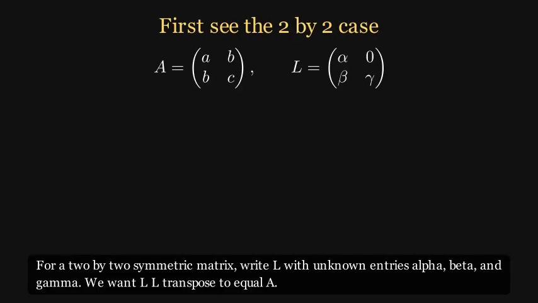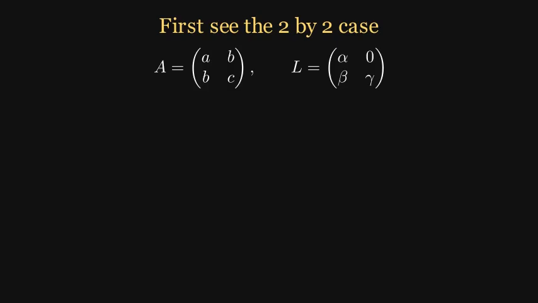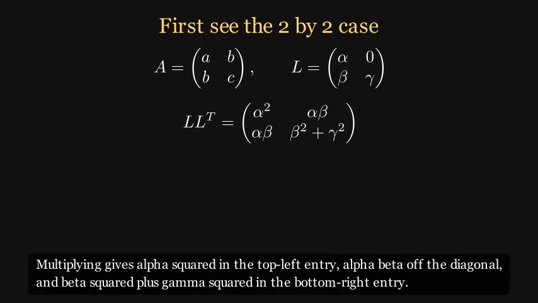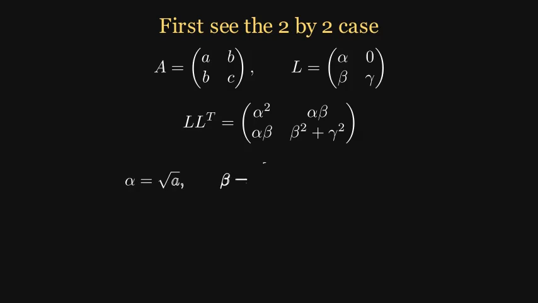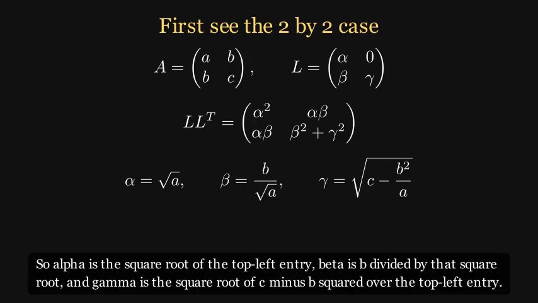For a 2x2 symmetric matrix, write L with unknown entries alpha, beta, and gamma. We want LL transpose to equal A. Multiplying gives alpha squared in the top left entry, alpha beta off the diagonal, and beta squared plus gamma squared in the bottom right entry. So alpha is the square root of the top left entry, beta is b divided by that square root, and gamma is the square root of c minus b squared over the top left entry.